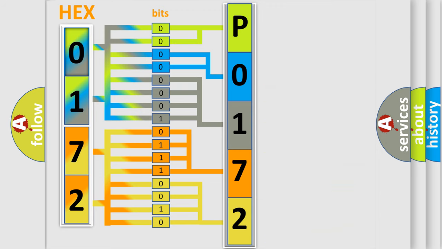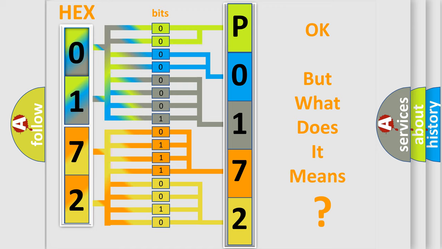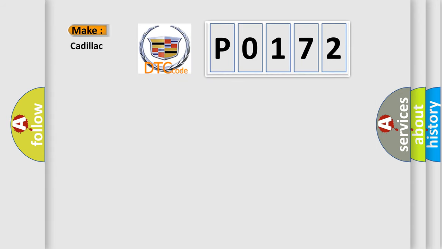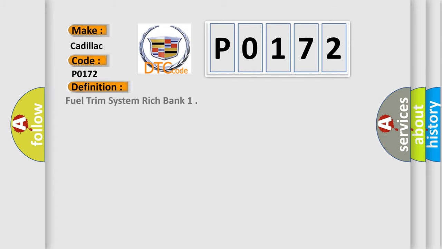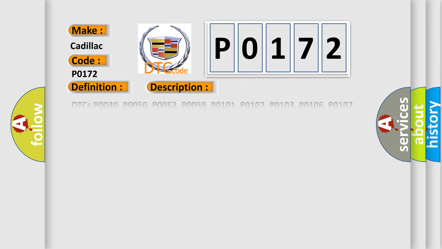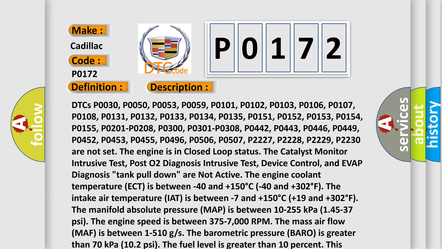We now know in what way the diagnostic tool translates the received information into a more comprehensible format. The number itself does not make sense to us if we cannot assign information to what it actually expresses. So, what does the Diagnostic Trouble Code P0172 interpret specifically for Cadillac car manufacturers? The basic definition is fuel trim system rich bank. And now this is a short description of this DTC code.